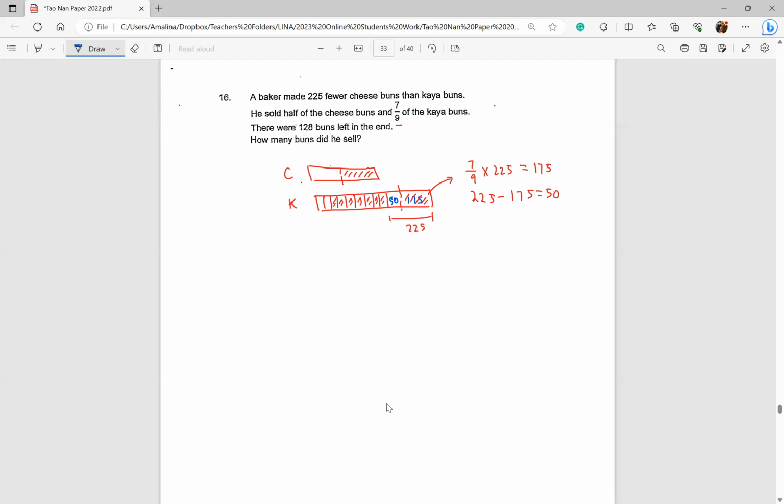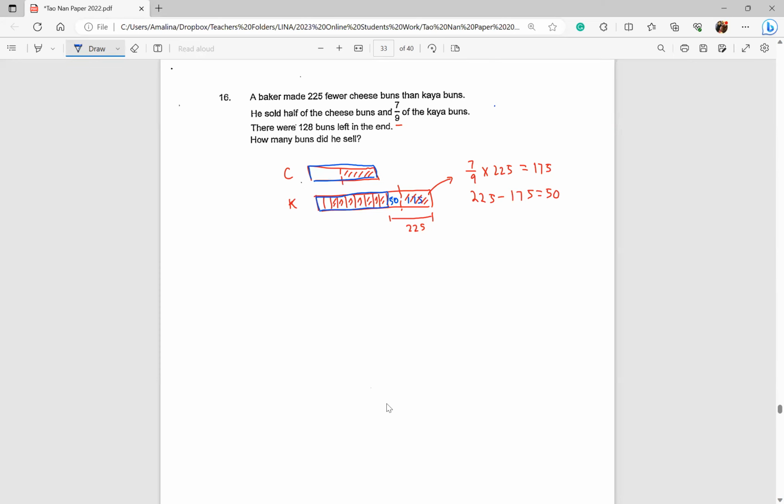Okay, now for the cheese buns, you realize that if you want to compare the number of buns later, you must ensure that the number of units are equivalent for the first part. This part for the kaya, and this part for the cheese bun, and this portion of the kaya, it has to have the same number of units because it's the same size.